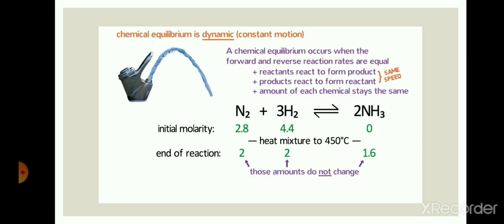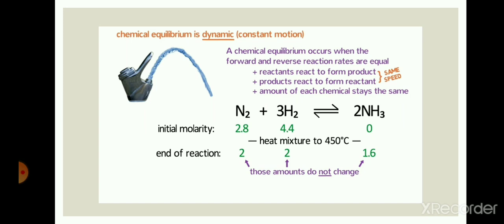So consider the following reaction. Nitrogen reacts with hydrogen to form ammonia. This reaction is known as the Haber-Bosch process. And like nearly all reactions, it can also go in reverse. That is, ammonia will also decompose to reform nitrogen and hydrogen. So what does that look like?